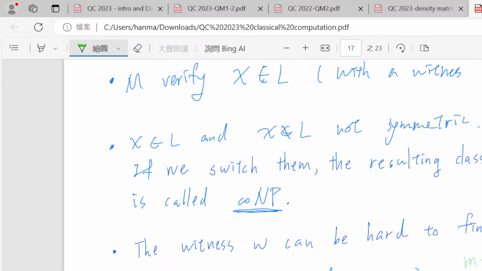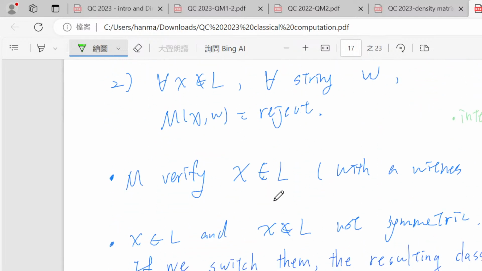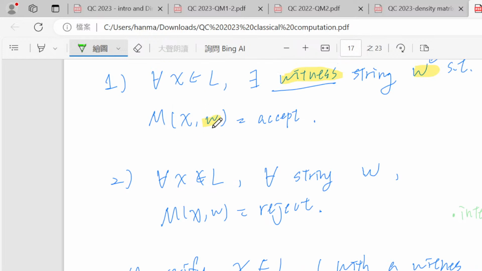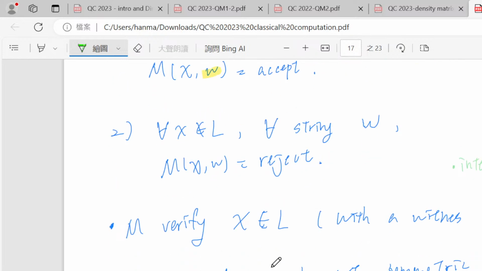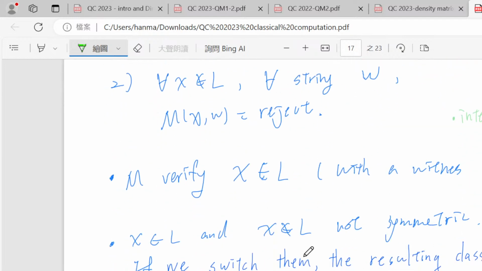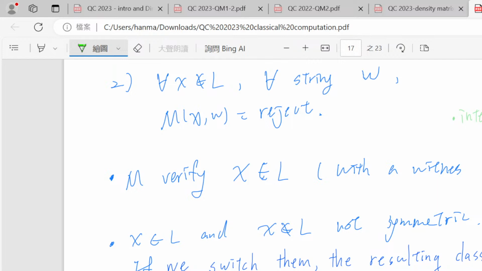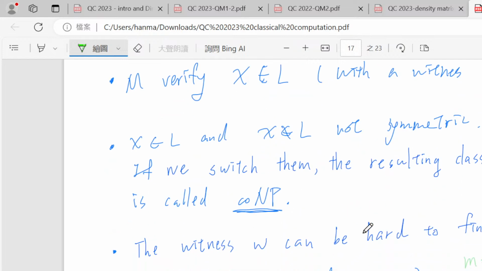Something funny about NP is that this is not symmetric. You see that when x is in L, you have some witness that makes the machine accept. But when x is not in L, there is nothing to verify that x is not in L. If we swap the in L and not in L, then we get another complexity class, and it's called co-NP. And people don't know whether co-NP equals NP. So that's interesting.